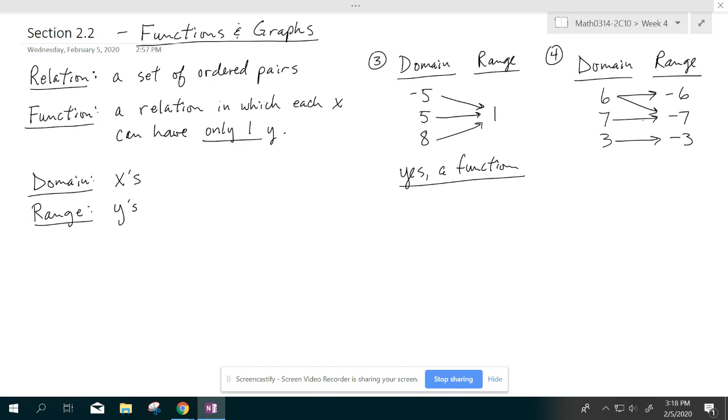Got it? Now, is that a relation? It is a relation because we could describe that as a set of ordered pairs, right? We could say 6, -6, 6, -7, 7, -7, 3, -3. We could write that as a set of ordered pairs. It is a relation. It's just not a function. And now do y'all think you've got that down?